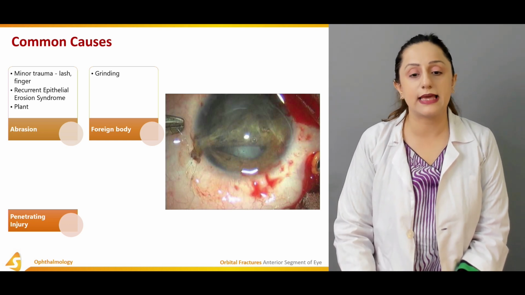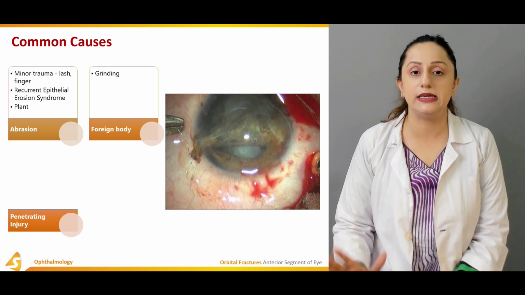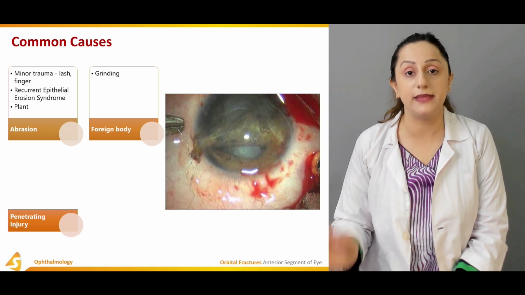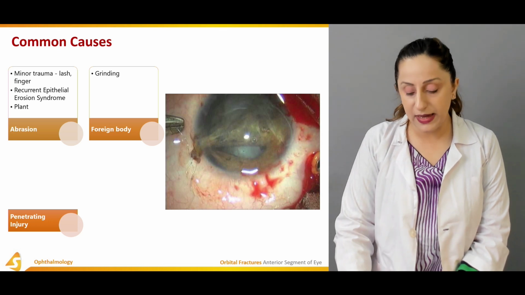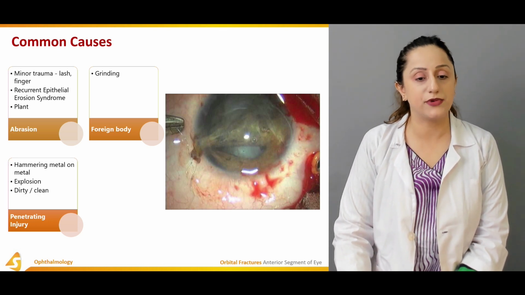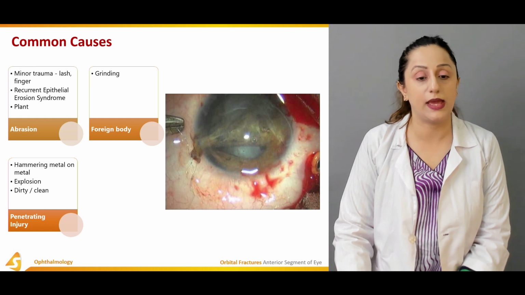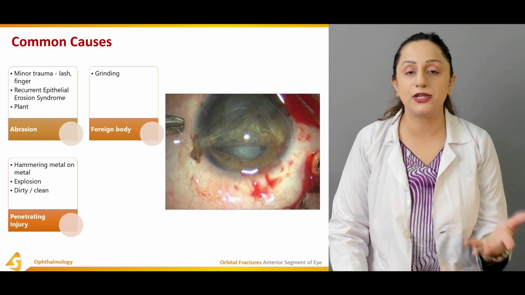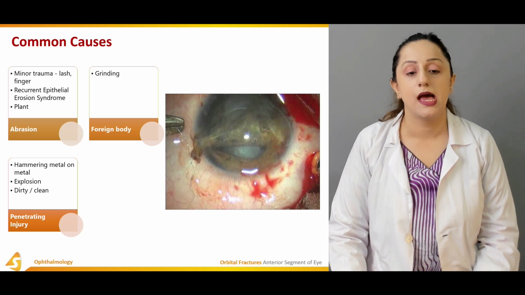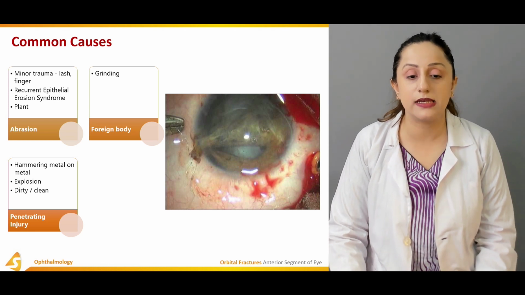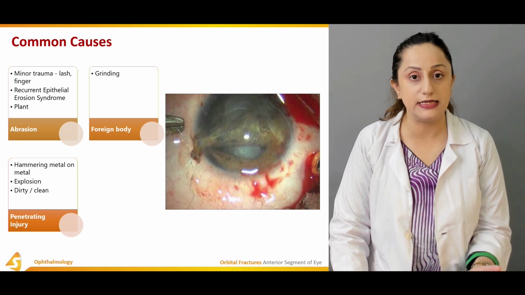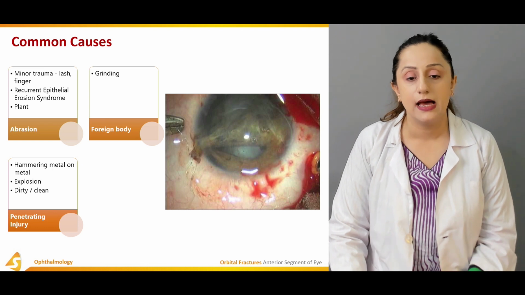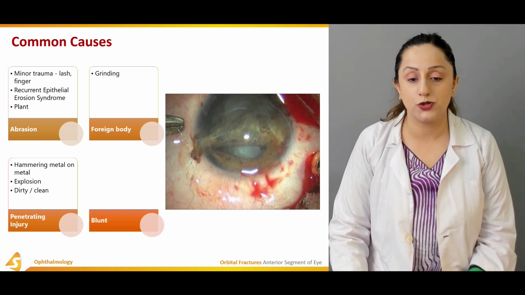These foreign bodies can again be divided into the penetrating type, sharp weapons, and then we have the blunt weapons on the other hand. The penetrating injuries can be from hammering metal on metal, and then we have the explosions that are again going to result in penetrating kinds of injuries in a patient. Road traffic accidents, then we can further classify these penetrating injuries into dirty injuries or clean injuries. So it depends upon the case how we classify them.